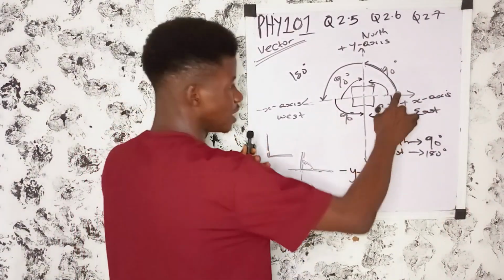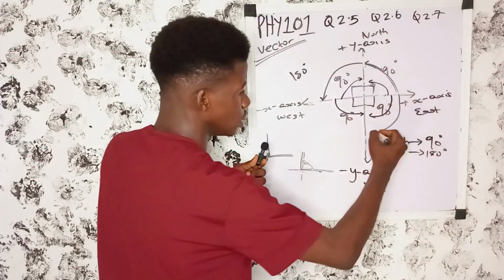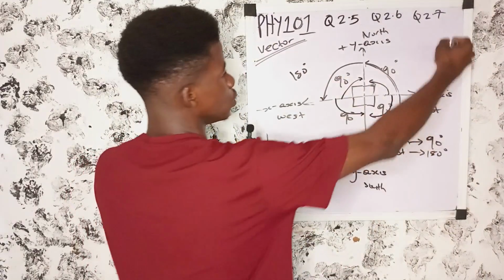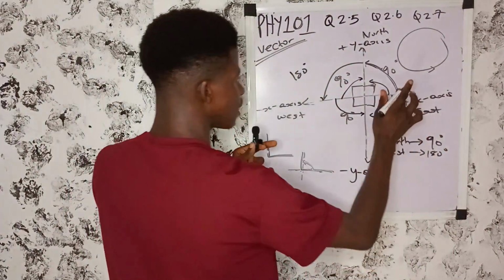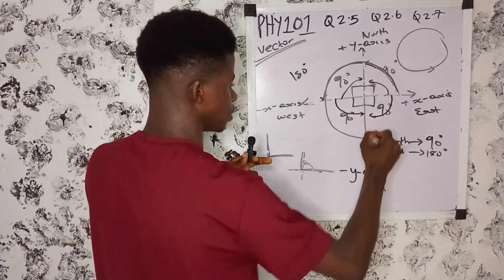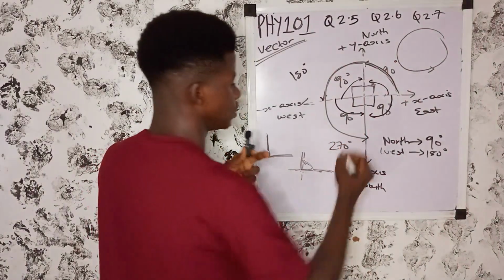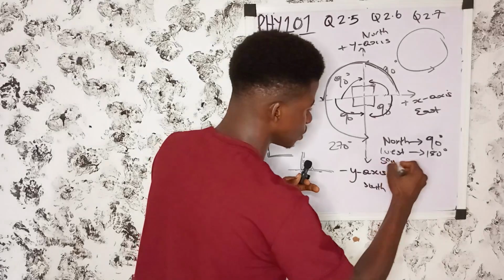With reference to the positive x-axis, what is the angle here? Guys, you draw it from here. You cannot do it like this; you always start from the positive x-axis to make a full cycle. So you will start from this place, with the positive x as the reference. What is the angle here? It is 270 degrees. That tells you that south, or the negative y-axis, is 270 degrees.